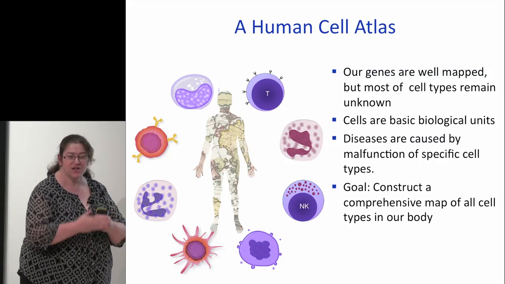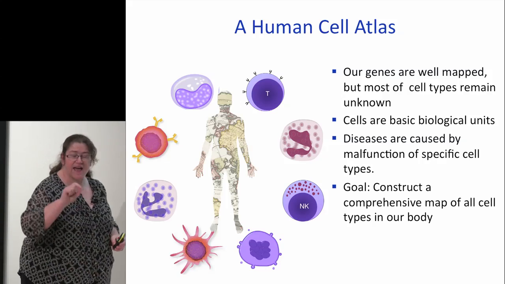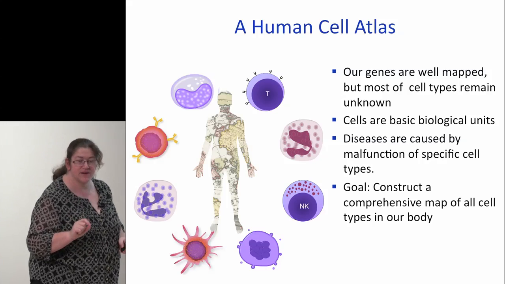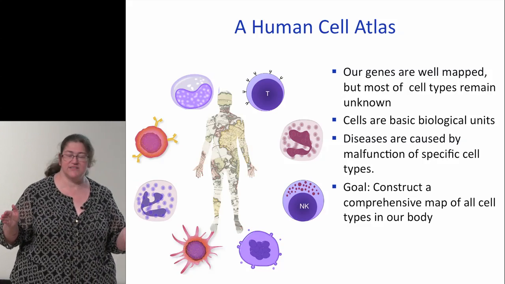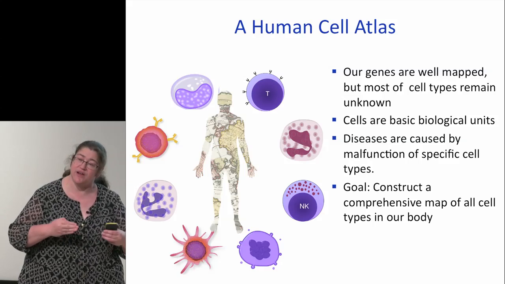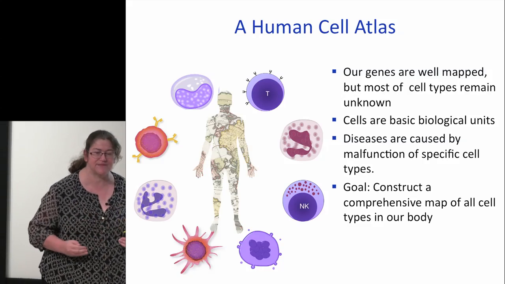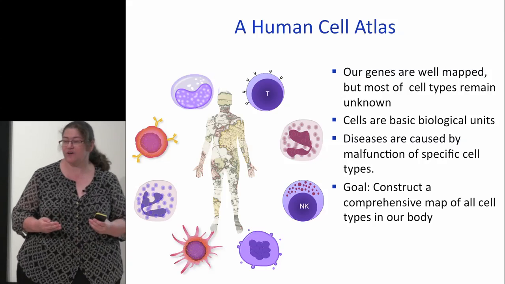We should actually look at gene expression at the single cell level. We need to characterize our cell types. There's about 300 characterized cell types. Immunologists will say there's 300 immune cell types. T-cell biologists will say there's 300 types of T cells. We actually don't know our cell types.